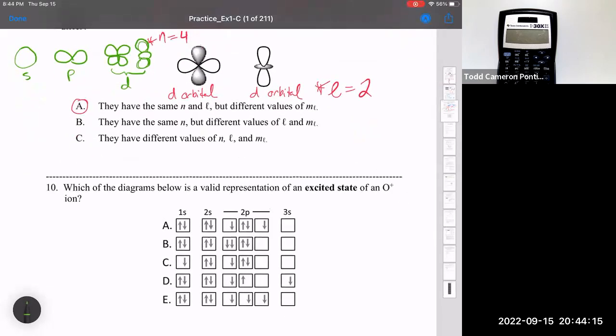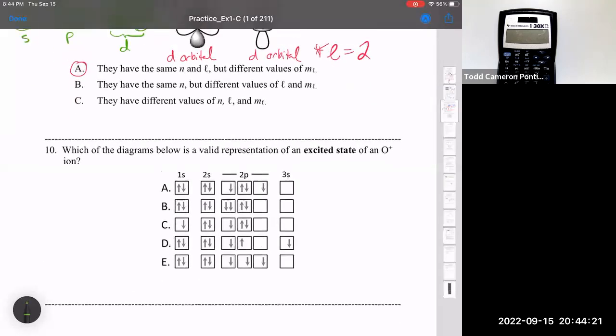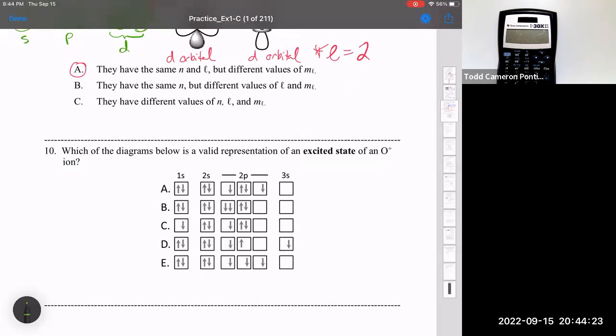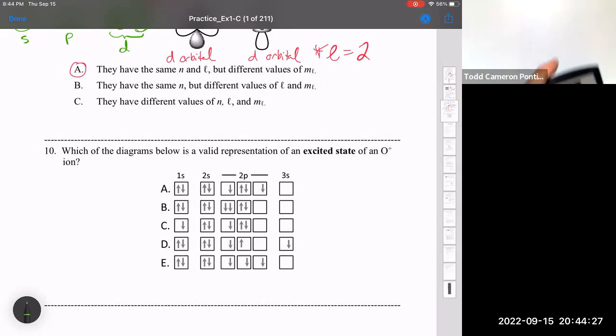Okay, which of the following diagrams below is a valid representation of an excited state of O+ ion? There's a few different ways to go about doing this problem. What I would do first is calculate the number of valence electrons, or the number of electrons total in this.